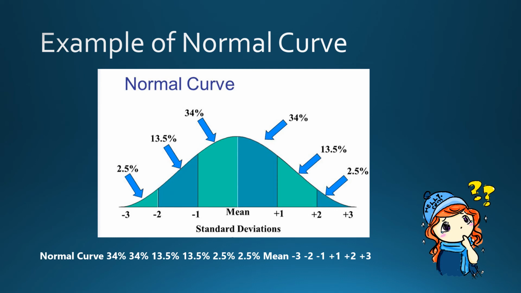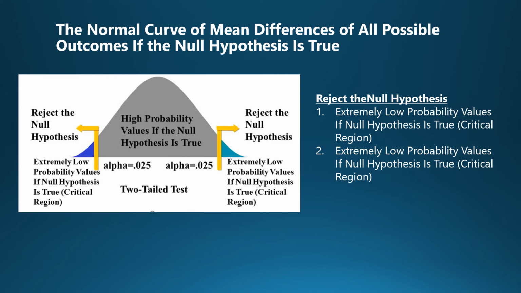Example of normal curve. The normal curve of mean differences of all possible outcomes if the null hypothesis is true. Reject the null hypothesis: extremely low probability values if the null hypothesis is true. Critical region: extremely low probability values if the null hypothesis is true. Critical region.